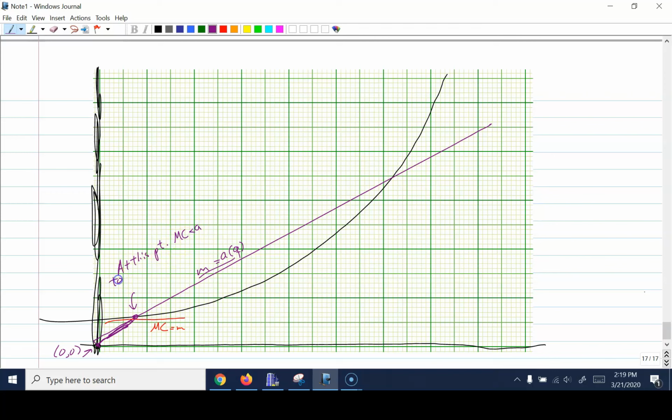So to lower the average costs, the thing we want to minimize. This, by the way, is supposed to be a total cost function. So to lower average costs, increase production.